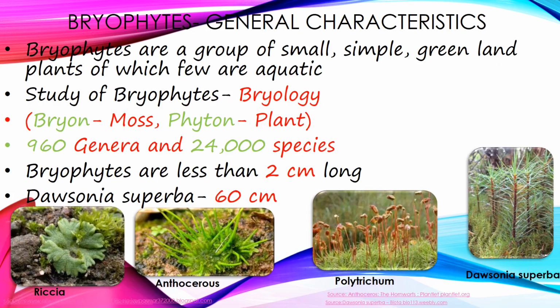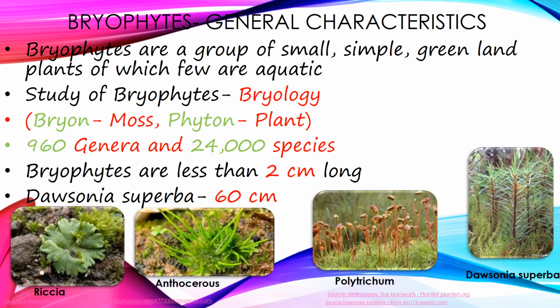Bryophytes are a group of small, simple, green, land-dwelling plants, of which a few are aquatic forms. Bryon means moss. Phyton means plant. There are a total of 960 genera and 24,000 species. The study of bryophytes is called bryology. Bryologists are people who have an active interest in observing, recording, classifying or researching bryophytes.